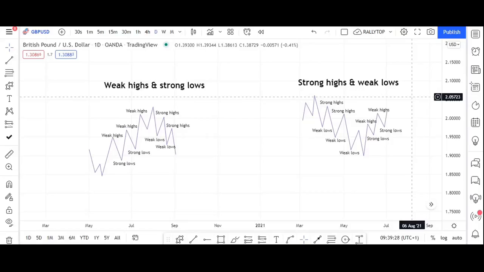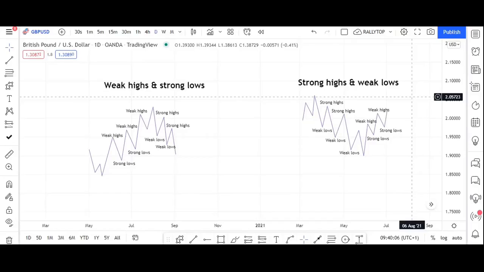Now the valid question you may want to ask is, what are weak highs and strong lows, or strong highs and weak lows? Perfect. Now I'll try my best to explain. Weak highs are swing highs that are expected to be raided by price, while strong lows are swing lows that are protected, that price cannot break through. We don't expect price to break through.